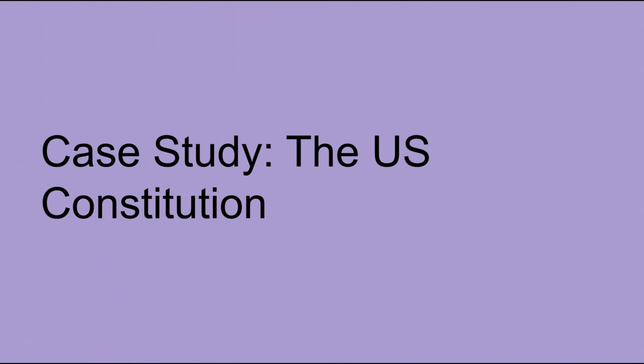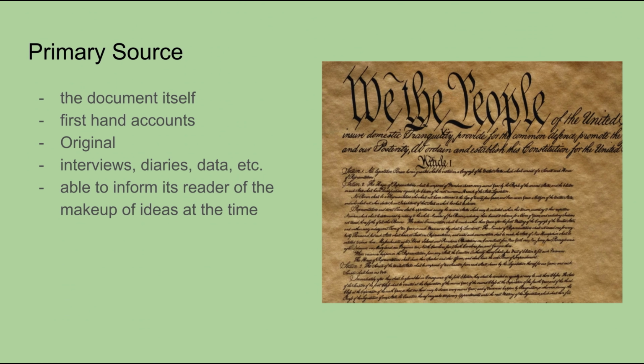A case study that we're going to go over, which basically just means that we're going to look at this specific example, is the US Constitution. So, this primary source, if you can see, is the US Constitution. So a primary source is the document itself. So when you're thinking about, I have to pull a primary source, what is it versus a secondary source, you are looking for something that is an original account in some shape or form.